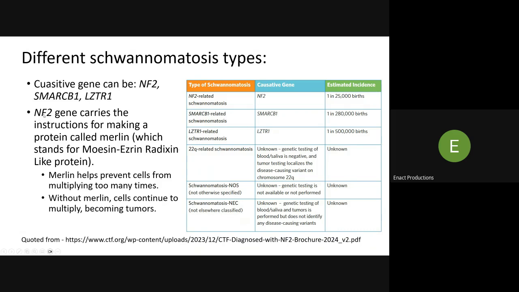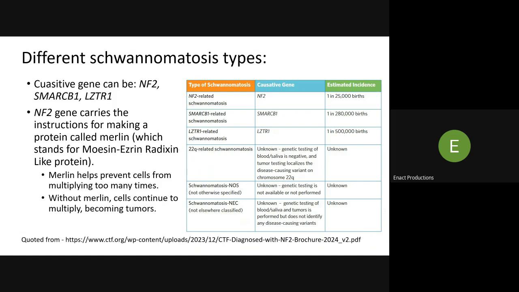So again, we talked about the NF2 gene carries the protein called merlin. Merlin is the moesin-ezrin-radixin-like protein. You don't have to remember that. I wanted to say it one time. It's here for reference, but that's what it is. Merlin helps prevent cells from multiplying too often. And without Merlin, cells would continue to multiply and become tumorous.